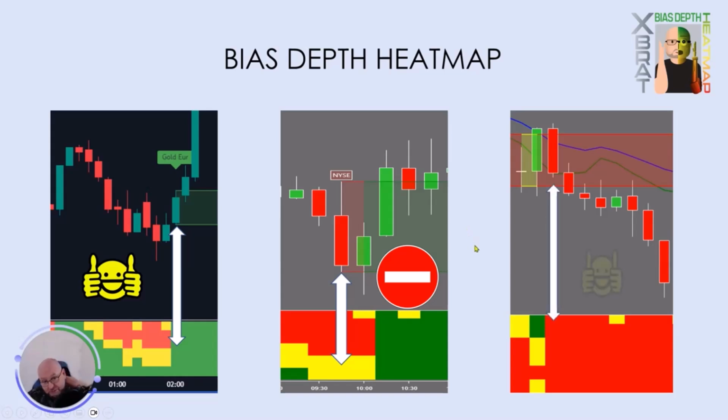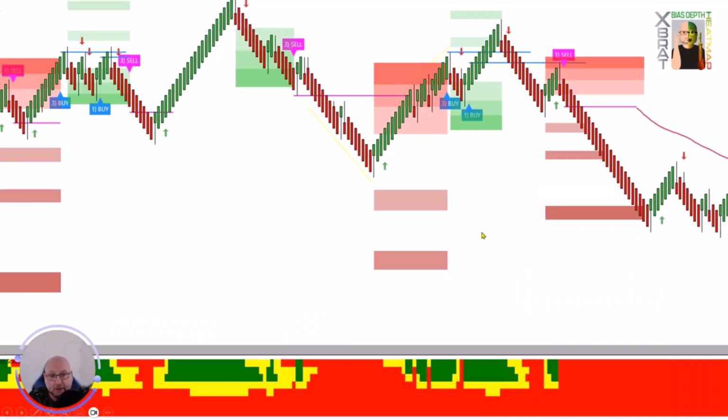Later on in the session, we do what's called a continuation trade. When it comes out through the top, comes back in again, and the bias turns red. All 6 time frames are red, so we're looking for that continuation trade out of that range short, and this is the resulting trade because we had the confirmation from the BIAS Depth Heatmap.